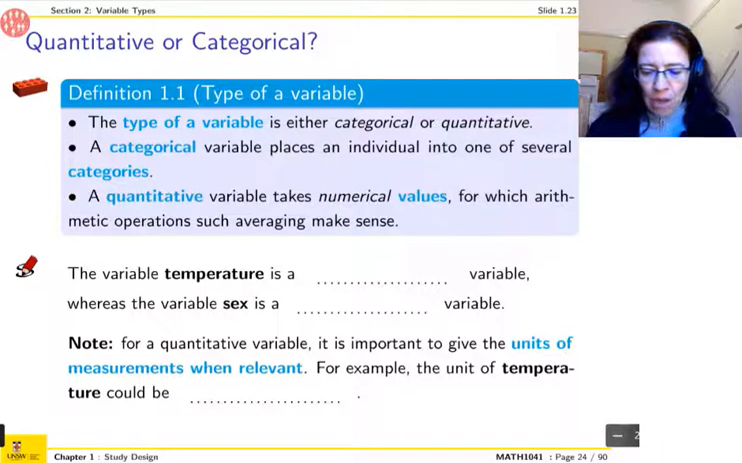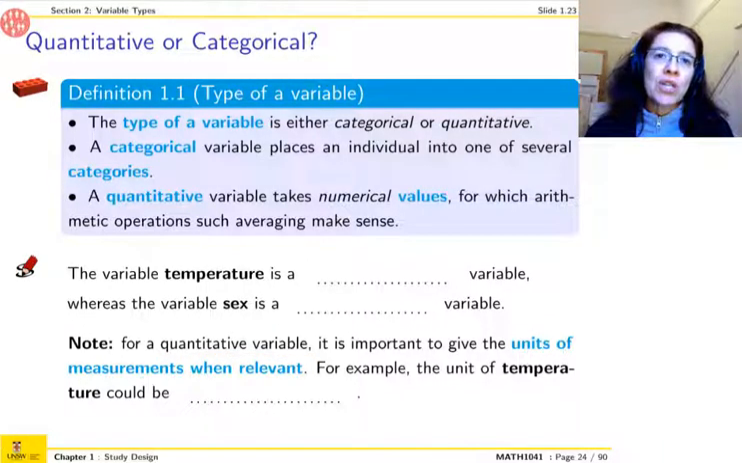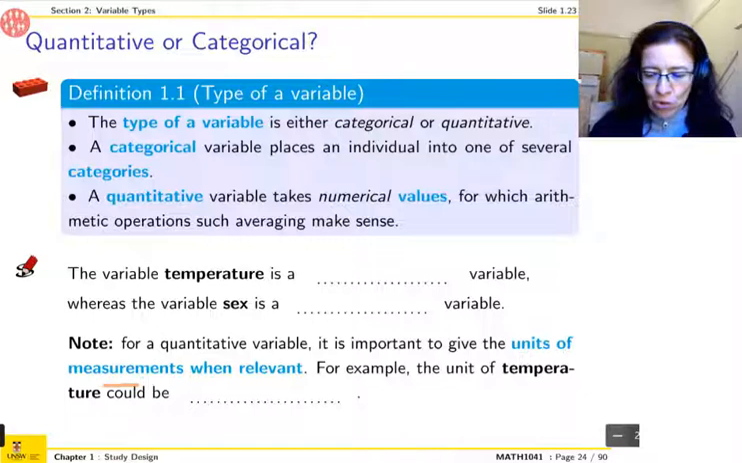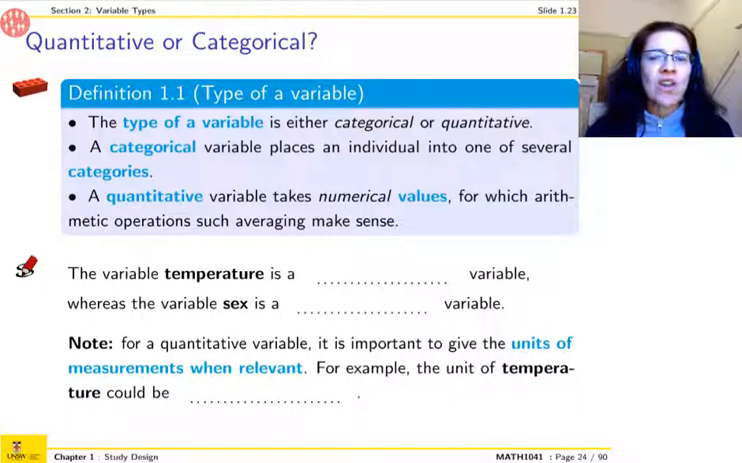And note that for a quantitative variable, it's important to specify which unit you're using. Otherwise, we don't know how to interpret the number we get. For example, if you're talking about temperature, it's important to specify if you're using Fahrenheit or Celsius, or even maybe Kelvin.